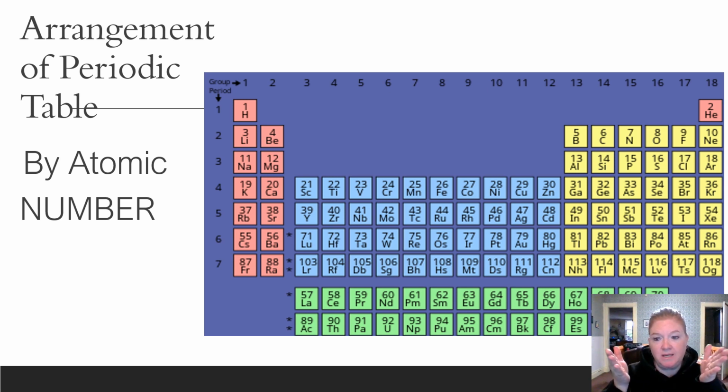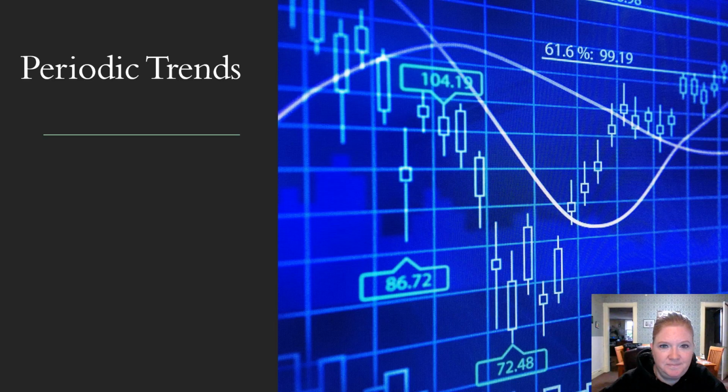And when you arrange it by atomic number, we are going to have repeating patterns based on the number of valence electrons. And the number of valence electrons, remember, determines properties, how elements react. And that is why we see those repetitions of properties.